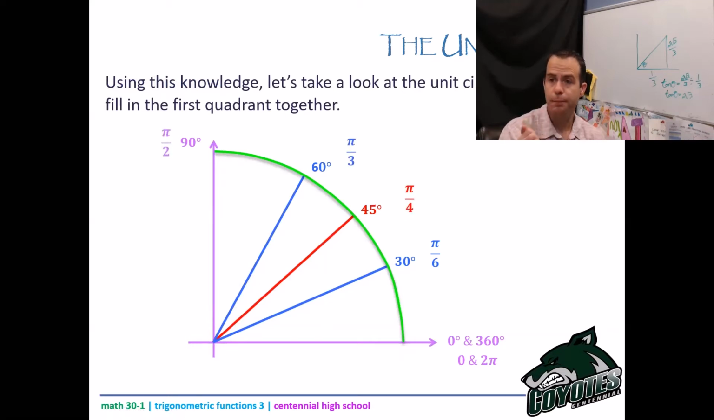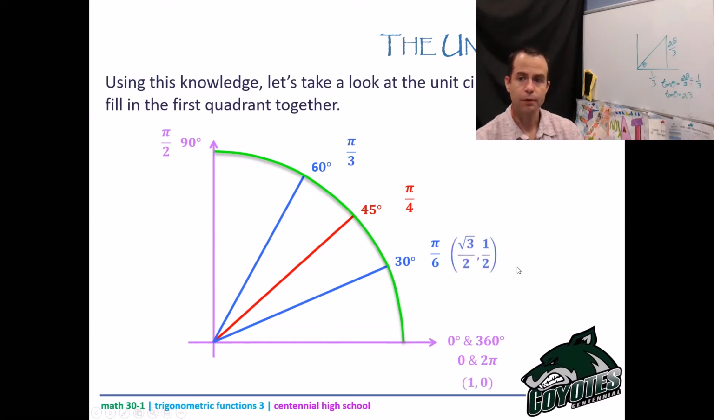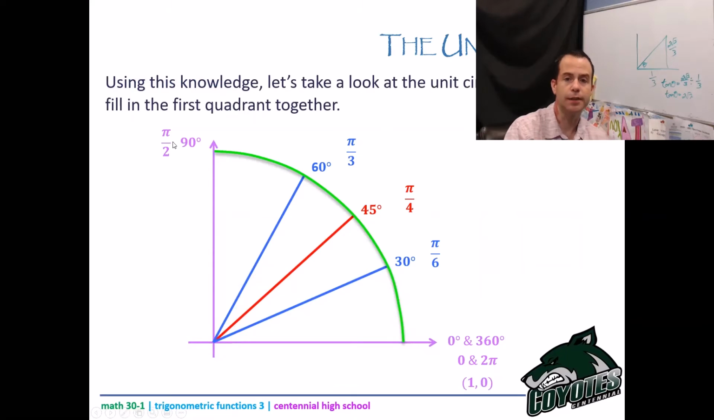Now, coordinate points. Remember that the unit circle has a radius of 1, and the center is at the origin. So I know right away the coordinate point for 0 has to be 1, 0. And the coordinate point for 90 has to be 0, 1. Oh, sorry. Let me take that away for you for a sec. I thought my slide would have gone to 0, 1 first. So that guy's 0, 1. I'll show you that in a minute.